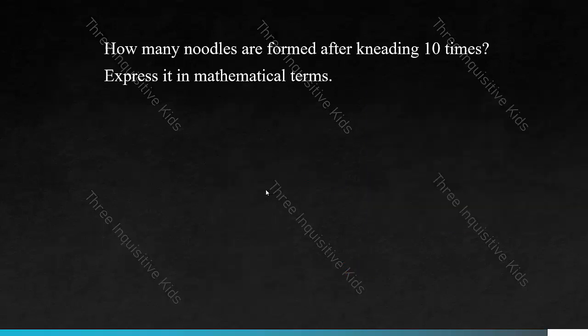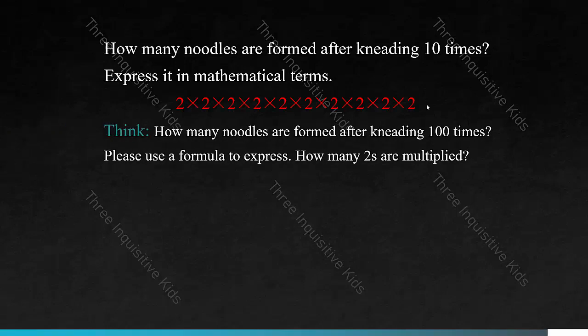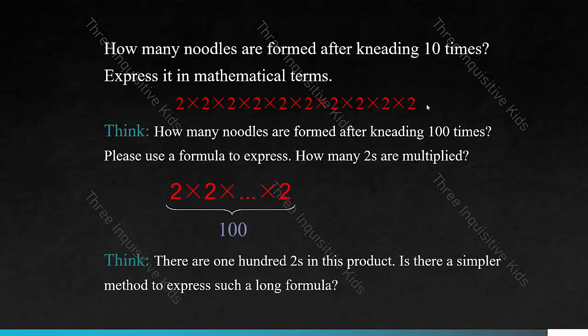How many noodles are formed after kneading 10 times? Express it in mathematical terms. After 10 times, it would be 10 2's being multiplied together. How many noodles are formed after kneading 100 times? Use a formula to express it in mathematical terms. How many 2's are multiplied? Well, it would be 2 times 2 times 2, 100 times. But there's 100 2's in this product. Is there a simpler way to express such a long formula?